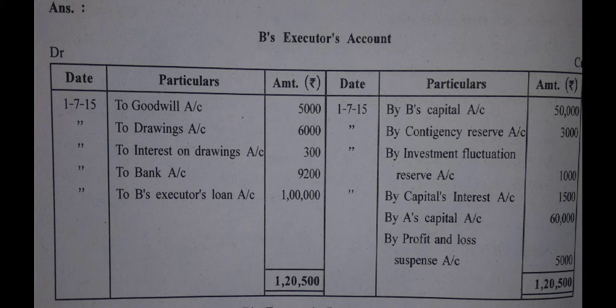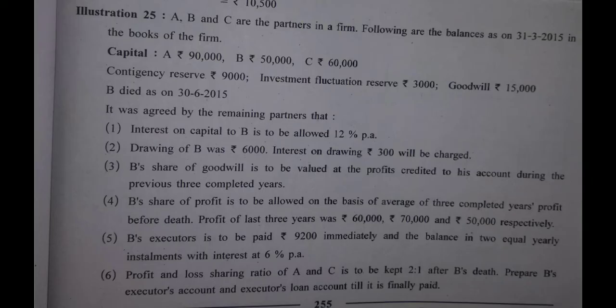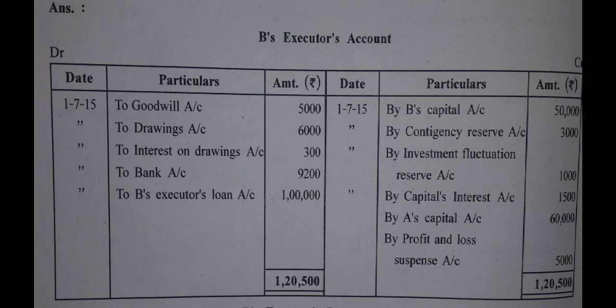Yeah? Further, the next adjustment, drawing of B was rupees 6,000. Interest on drawing rupees 300 will be charged. Drawings rupees 6,000. Drawings is to be debited to partner's capital account. Hence, it will be even debited in partner's executor's account, because drawings is the reduction of capital.